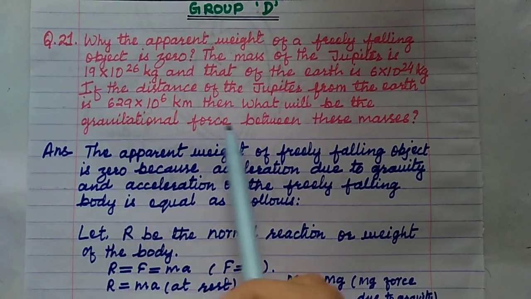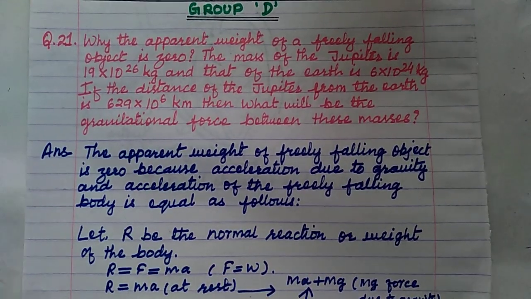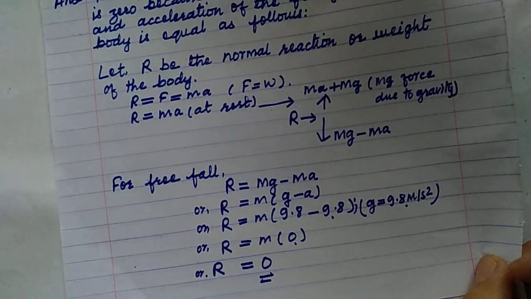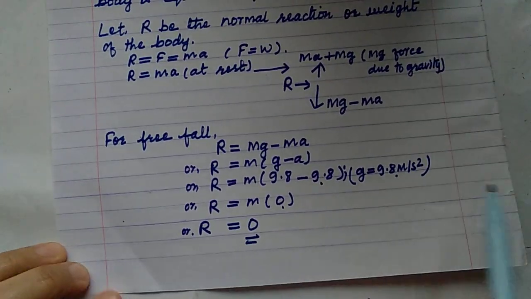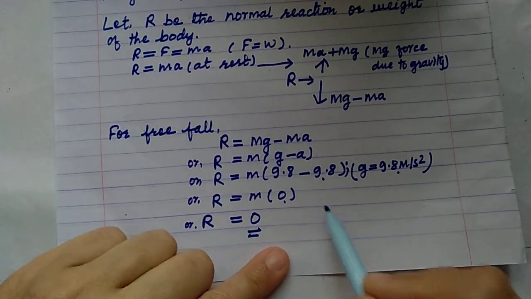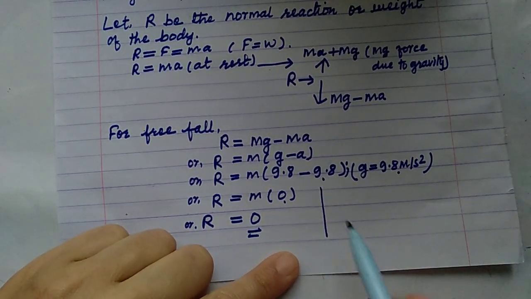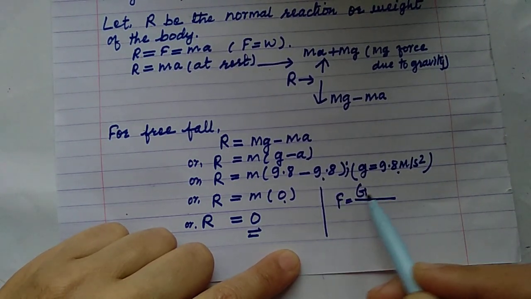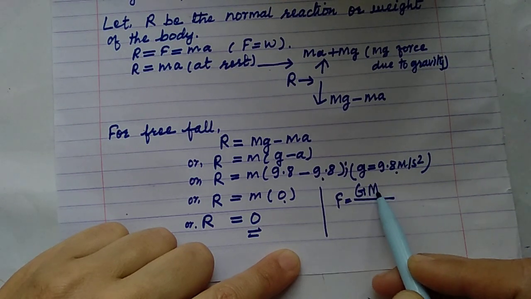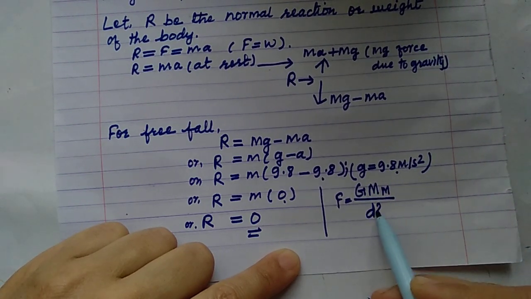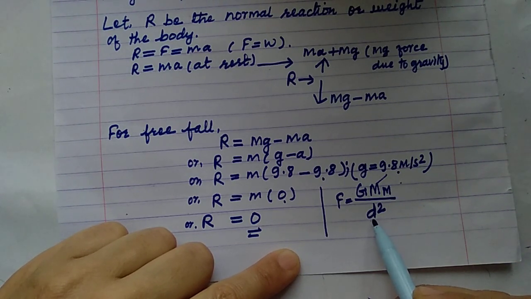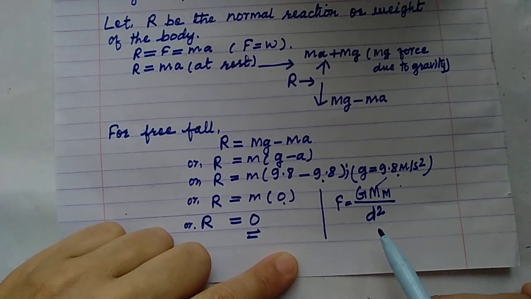Then what will be the gravitational force between these two masses? So you have to use this equation, Newton's universal law of gravitation formula, F = G M m / d². You can solve this problem by using this formula, where G is the universal gravitational constant, capital M is the mass of Jupiter, small m is the mass of Earth, and d is the distance between these two objects. You can do the calculation by using this formula and you will get the answer.